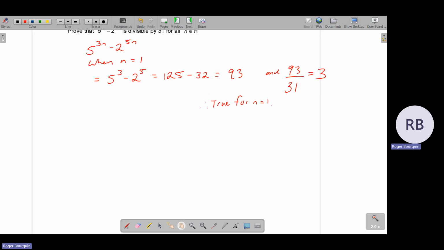Right, what is the next step? In other words, what do we assume?